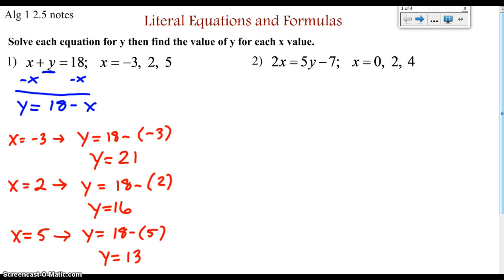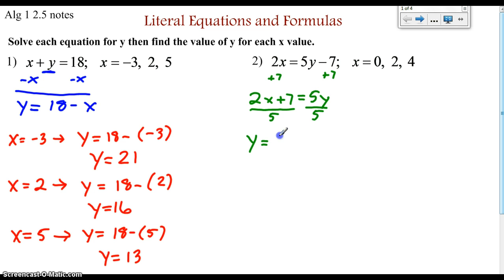Okay, let's move on to the next one. Similar question. 2x equals 5y minus 7. If we're going to isolate the y term again, let's add 7 to each side. So 2x plus 7 equals 5y. Then I need to divide both sides by 5.